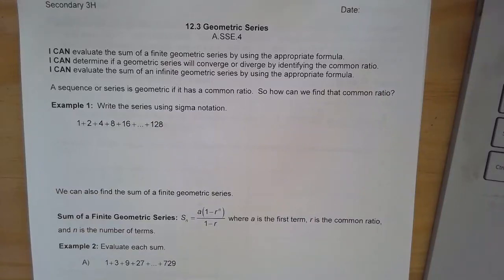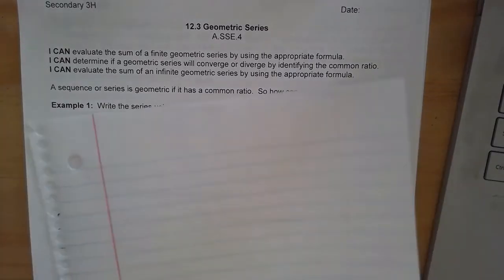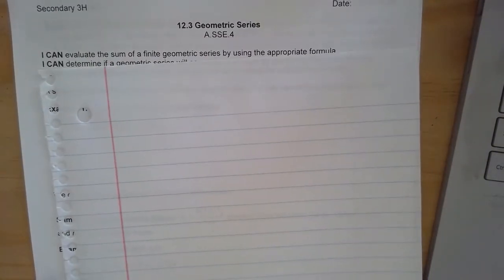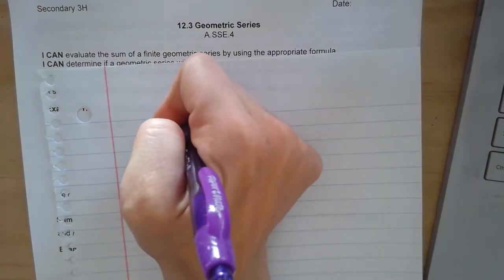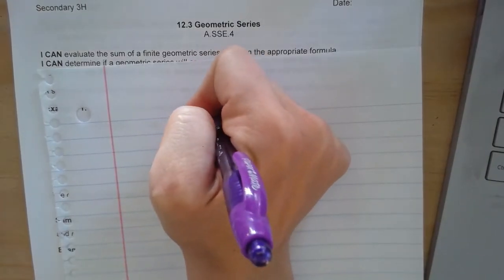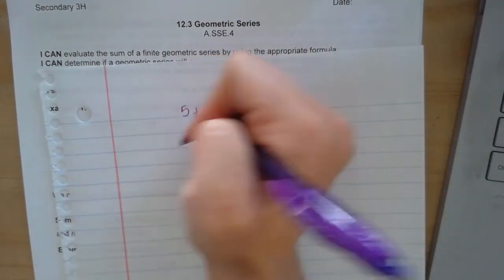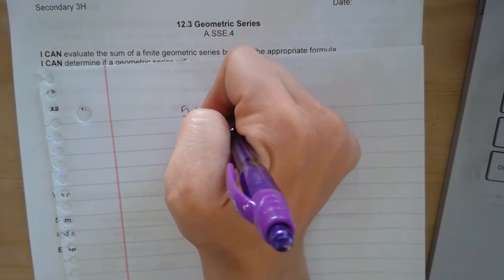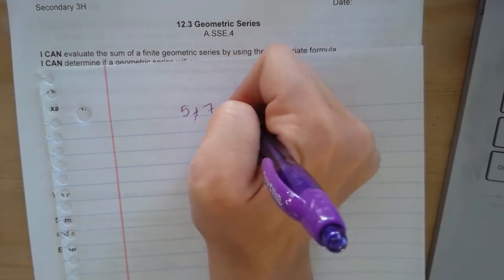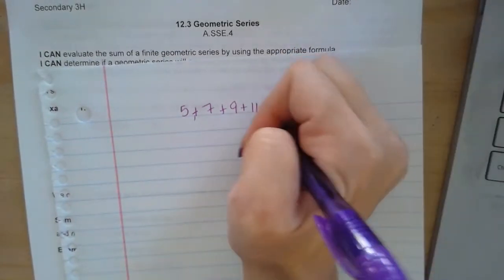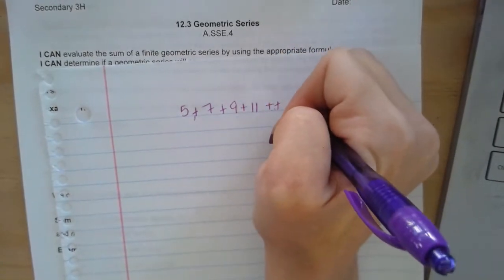Alright, last time in 12.2 we did Arithmetic Series. I actually want to review something with that because that helps us set up something for today. So when we had an Arithmetic Series, let's say 5, 7, or sequence, I'll say sequence at this point, but we're going to add them. So 5, 7, 9, 11, and let's say we go up all the way to 31.